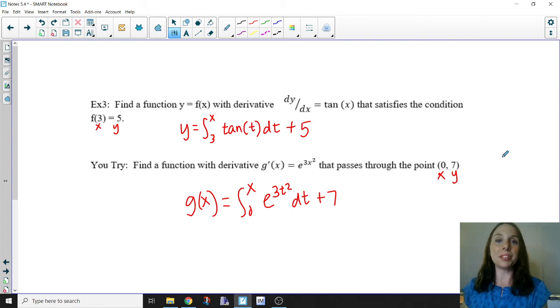Okay, there will be a part 2 to this video where I discuss net area versus total area and its applications, but this is the end of the video lesson on the fundamental theorem.